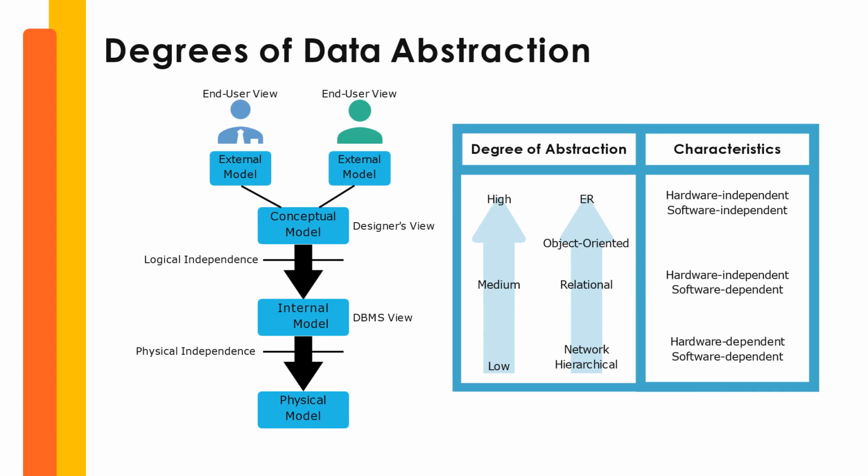Next, let us discuss the degrees of data abstraction. We start with the external model, which is the view of our end user, and then the designer's view for the conceptual model, the view of our DBMS or database management system, which is the internal model, and finally the physical model. On the table on the right, you can see that the more hardware and software independent we become, the higher our degree of abstraction is.